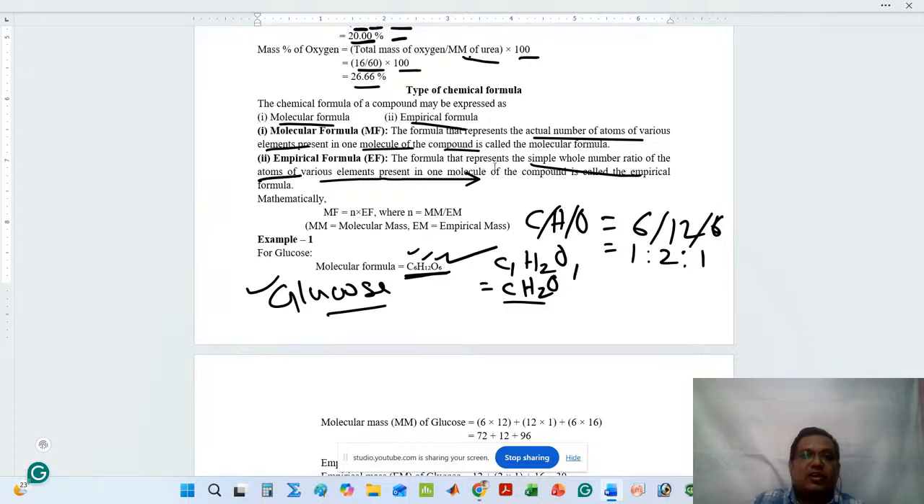That means here I can say, how can I define molecular formula? The formula that represents the actual number of atoms of various elements present in one molecule of the compound is called molecular formula. Similarly, the definition of empirical formula: the formula that represents the simple whole number ratio of the atoms of various elements present in one molecule of the compound is called empirical formula.